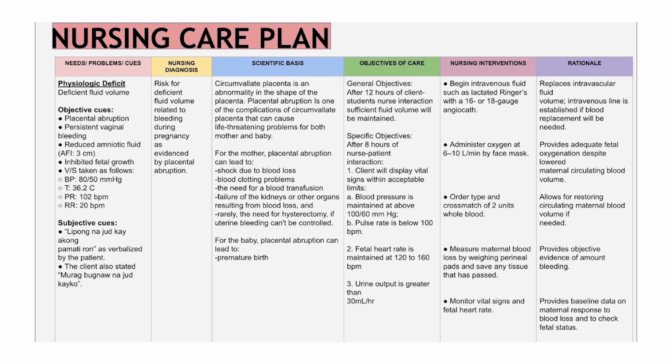We also have to measure maternal blood loss by weighing perineal pads and save any tissue that has passed. This provides objective evidence of amount of bleeding. Next is to monitor vital signs and fetal heart rate. This provides baseline data on maternal response to blood loss and to check for fetal status.